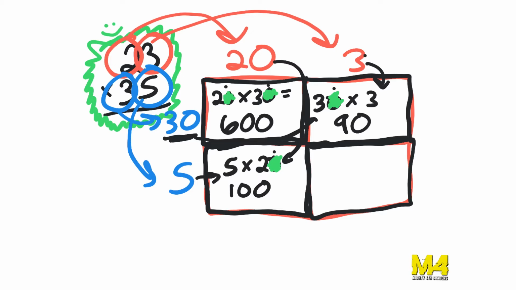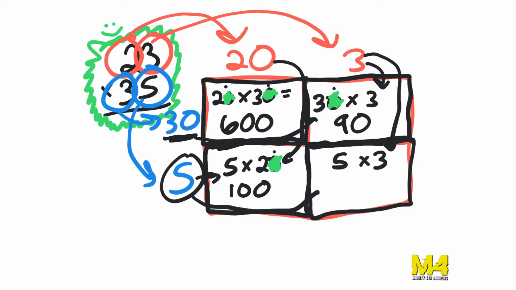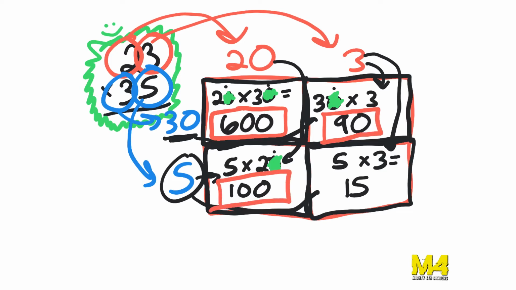That's where I'm going to take my 3 all the way down. I'm going to take my 5 all the way across. And 5 times 3 is 15. So as of right now, I have a couple partial products. I have 600. I have 90. I have 100. And I have 15.